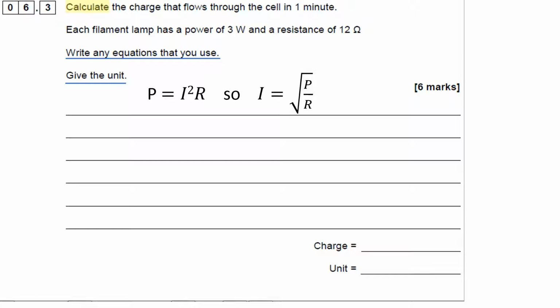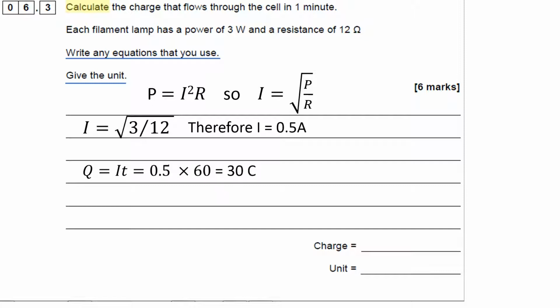If you're not 100% sure or confident or need some practice on rearranging equations, then just watch my video on transposition. So P equals I squared R, rearrange it, plug the numbers in. P is 3 watts, resistance is 12, 3 over 12, square root it, and we have the current. The current is 0.5 amps.